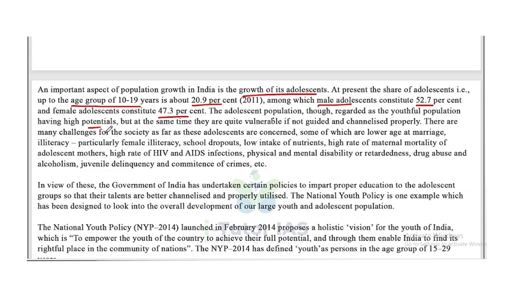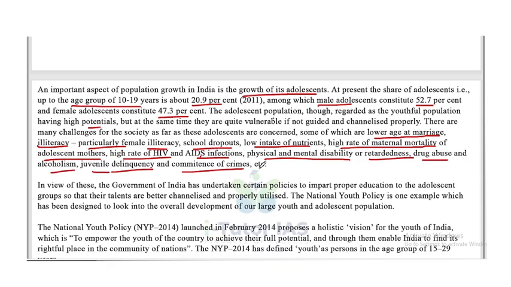There are many challenges for the society as far as these adolescents are concerned, some of which are lower age at marriage, illiteracy, particularly female illiteracy, school dropouts, low intake of nutrients, high rate of maternal mortality of adolescent mothers, high rate of HIV and AIDS infections, physical and mental disability, drug abuse and alcoholism, juvenile delinquency and commission of crime.